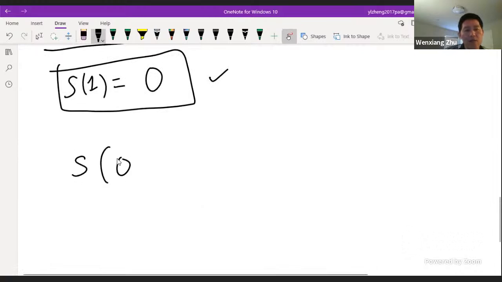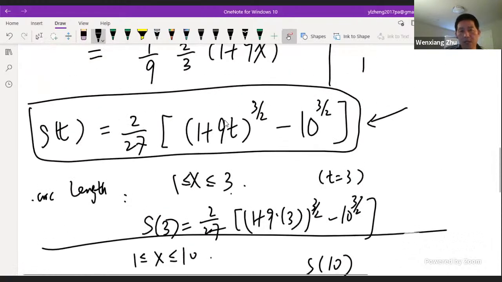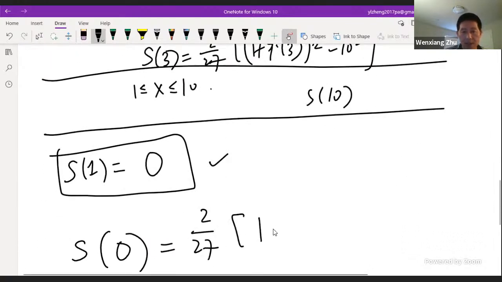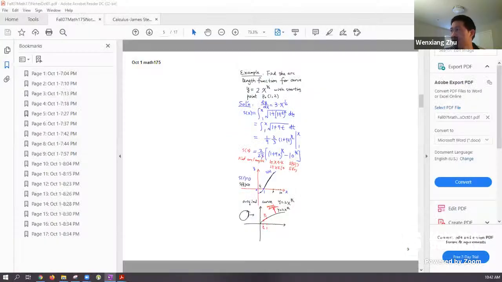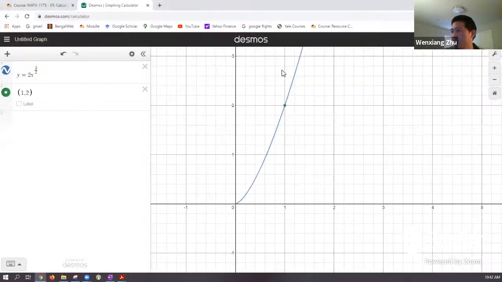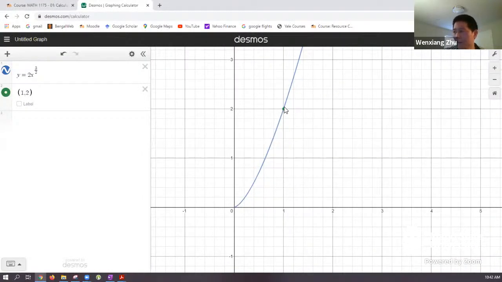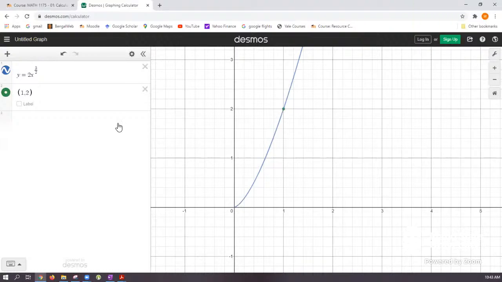And what if I do s of 0? When s of 0, you plug in 0 for t right here, you have 1 minus 10 to the 3/2 power. So 1 is less than this, and you have an arc length less than 0. How is that possible? This is a question I'm going to ask you. If you have done the calculation and you find the arc length is negative, does that make sense? You have an arc length that is a negative number. That doesn't make any sense. How do you make a story of that?